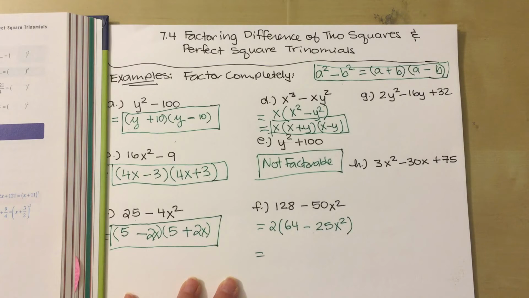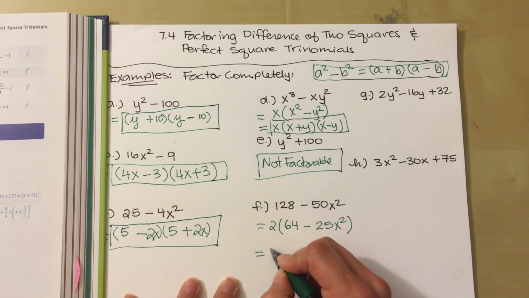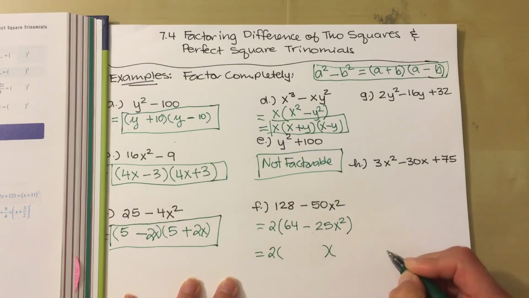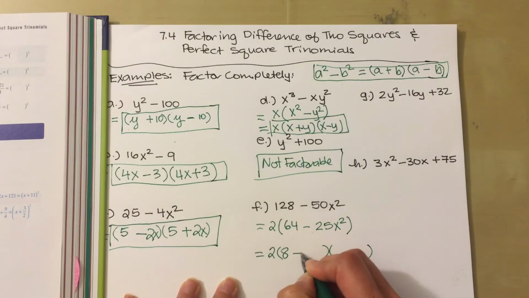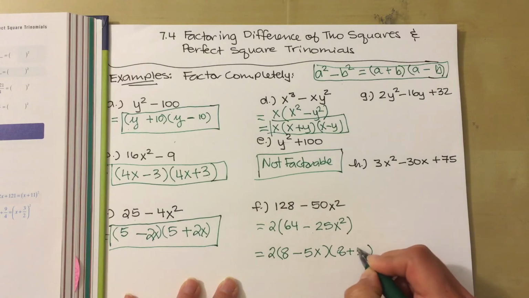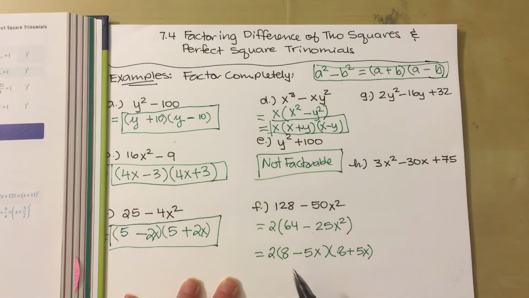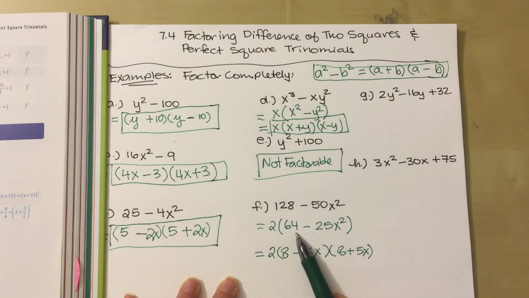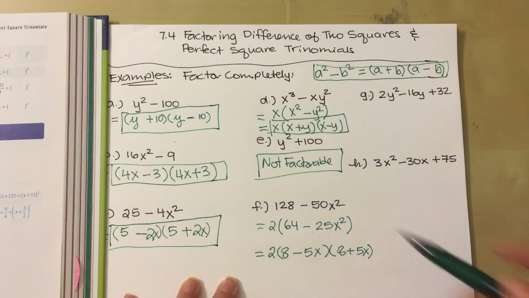Now, 64 and 25, those are perfect squares. 64 is 8 times 8, 25 is 5 times 5. So now that is a difference of two squares. Make sure you bring down the GCF when you factor. Notice that I wrote the 8 first because the 64 is written first. Follow the order in which the problem is written.